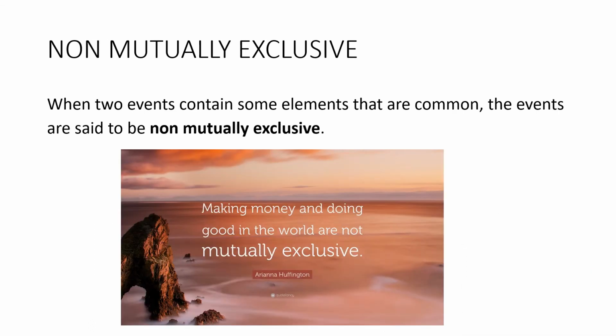When 2 events contain some elements that are common, they are said to be non-mutually exclusive or not mutually exclusive. And this is actually a phrase we use in English. Here's an example. Making money and doing good in the world are not mutually exclusive. So what do you think that means? It means that you can make money and do good in the world. Hopefully that makes sense to you.